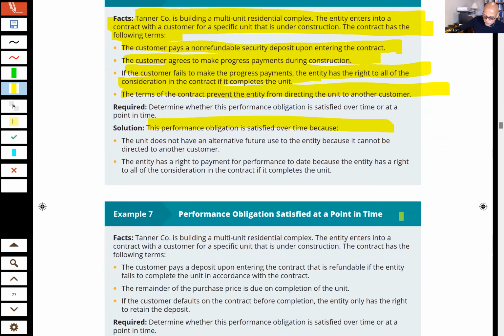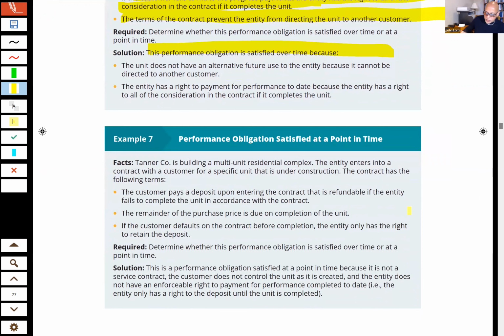I don't need to reread the reasoning that they give here, but let's take a look at satisfied at a point in time, okay? And now it's a multi-unit residential complex. The entity enters into a contract. The contract has the following terms. The customer pays a deposit that is refundable if the entity fails to complete the unit in accordance with the contract. The remainder of the purchase price is due on the completion of the unit. And that's the example I'm giving you with the tract home.